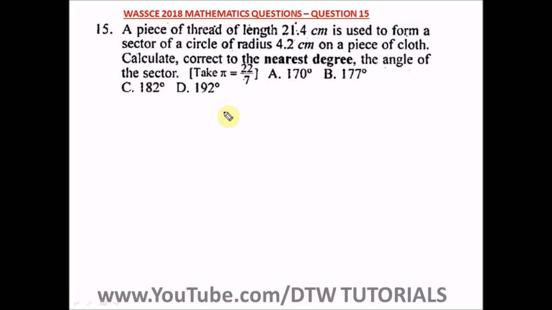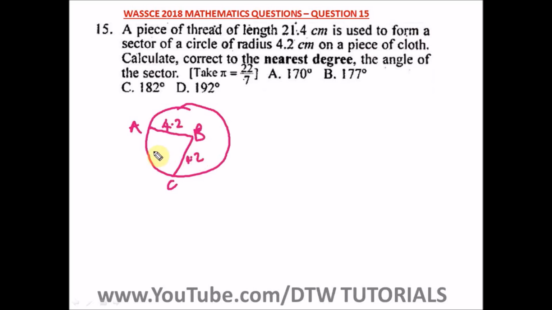Question 15 of the WASSCE 2018 Mathematics Past Question. That's a WAEC exam. The question says a piece of thread of length 21.4 centimeters is used to form a sector of a circle of radius 4.2 centimeters on a piece of cloth. Let's say we have a circle here, and this is the sector, say A, B, C. So this piece of thread of length 21.4 centimeters is used to form a sector of a circle of radius 4.2. All right, so this is the sector here, on a piece of cloth. Calculate, correct to the nearest degree, the angle of the sector.